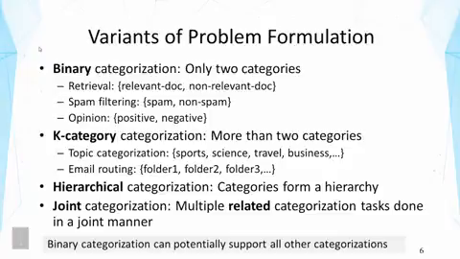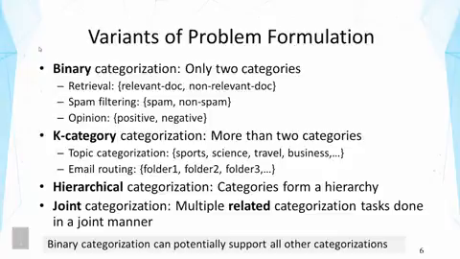A more general case would be K-category categorization, and there are also many applications like that. There could be more than two categories. So topic categorization is often such an example where you can have multiple topics. Email routing would be another example where you may have multiple folders, or if you route the email to the right person to handle it, then there are multiple people to classify. Right? So in all these cases, there are more than two categories.